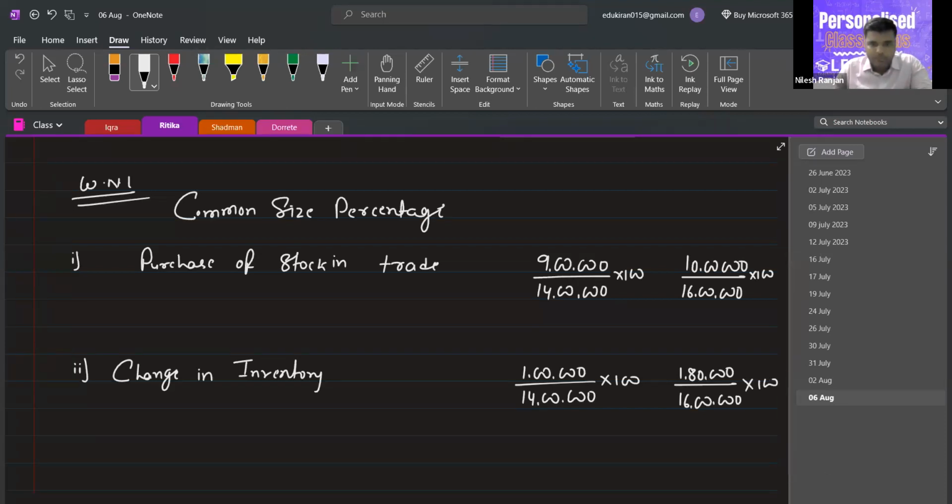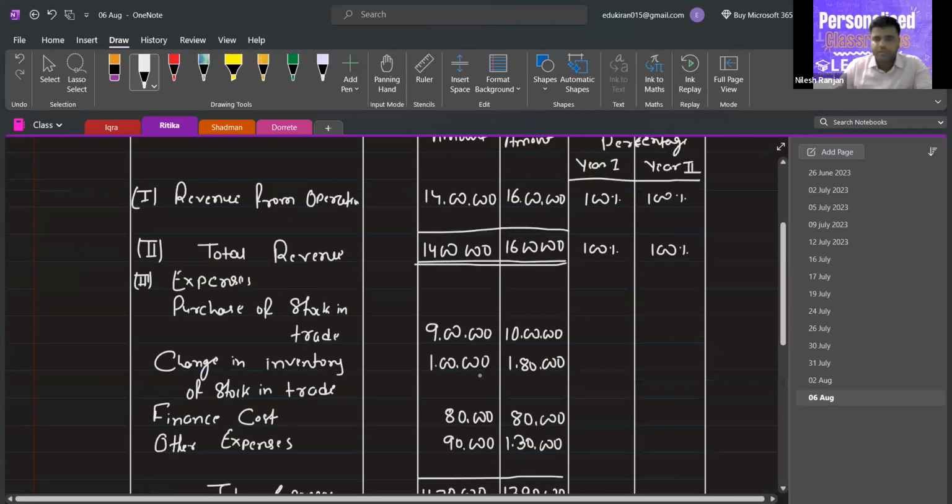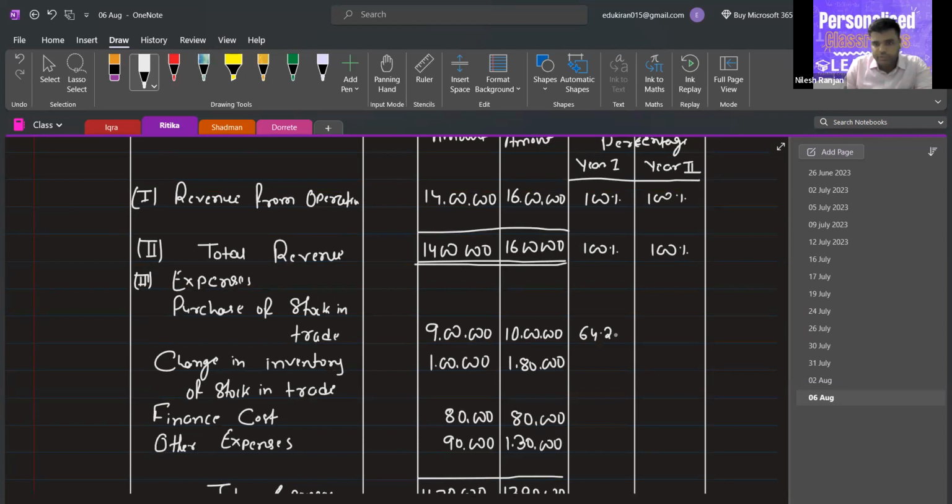So the first is 64.28%. So 1 lakh divided by 14 lakh, it is 7.14%. 80,000 divided by 14 lakh, so it is 5.71, and 90,000 divided by 14 lakh, it is 6.43%.